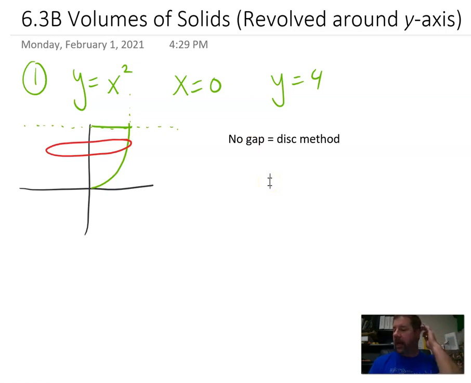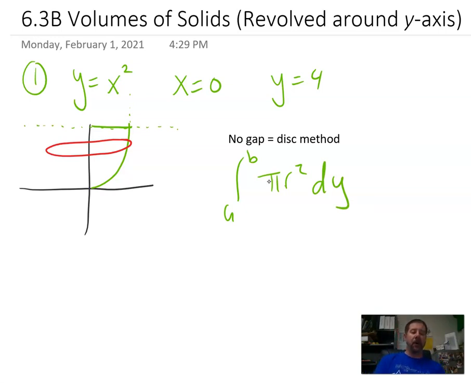So the disk method, again, is the integral from a to b of the whole circle, so pi r squared. Now in this case, because we're going to wrap around the y-axis, we're going to want everything in terms of y. It's going to be way easier to do things in terms of y than in terms of x. So our limits are going to have to be in terms of y, and we'll work on that in a second. My variables are going to have to be all in terms of y, so we're going to want dy.